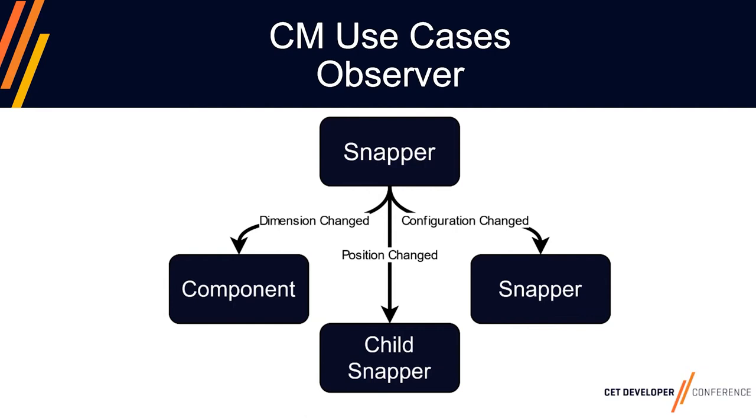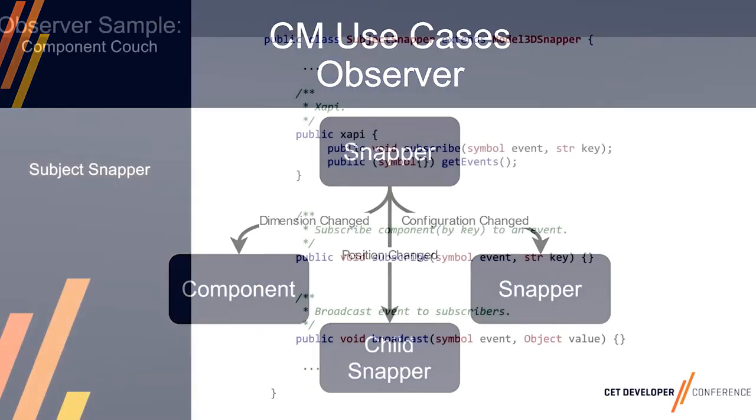Well, there's plenty of times in my own personal CM development that I've had to transfer information between a snapper and a snapper, or a snapper and a component, or coming up in the future here soon, probably sending information between a snapper and a child snapper. And a lot of the time there are lots and lots of different pieces of information that need to be transferred between these two. Just some of the examples I have here: dimension changing, position changing, materials changing, and so on and so on. So how can we use the observer pattern to solve this problem?